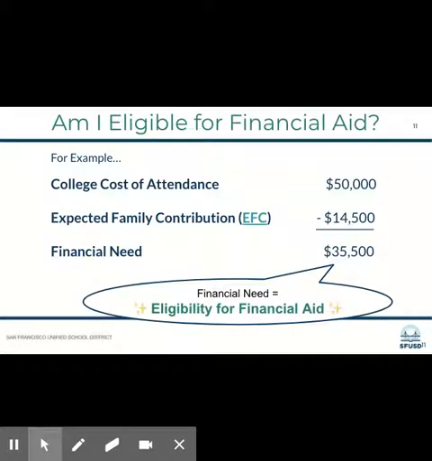How do you know if you're eligible for financial aid? This is the formula used to determine that. It is how much it costs to attend the college minus how much your family is expected to contribute. We call that EFC. Your financial need is then the balance amount that is not expected to be covered by your family and can be offered to you in the forms of grants, loans, and or work study. In this example, the college costs $50,000 to attend, and the student's family's EFC is $14,500. Therefore, their financial need that should be covered by financial aid is $35,500.